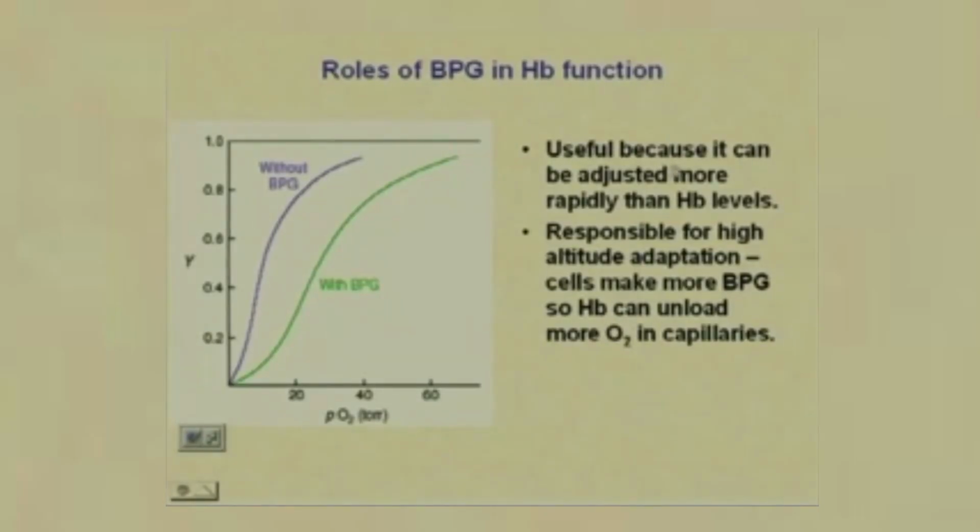It is useful because it can be adjusted more rapidly than the HB level. So instead of adjusting the hemoglobin level, what you adjust is the BPG level. That's what the body does for you. Okay? So when you have high altitude, it adapts so that it can unload more oxygen to the capillaries where you need, but it will not require the hemoglobin to bind the oxygen because the deoxy has already bound the BPG.